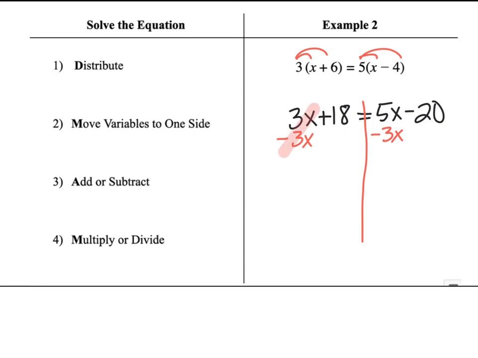So when I do that, this 3x minus 3x is 0, so that'll cancel out. Let's rewrite it on the next line. 18 equals 2x minus 20.